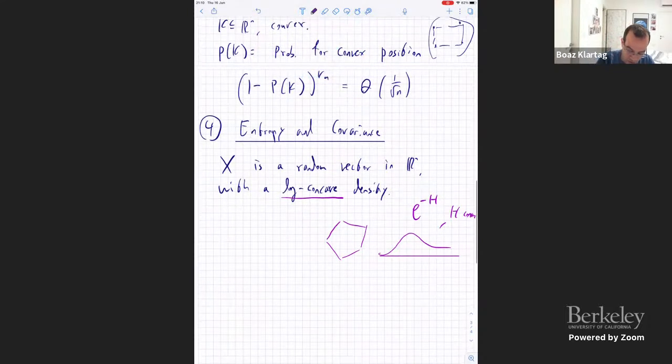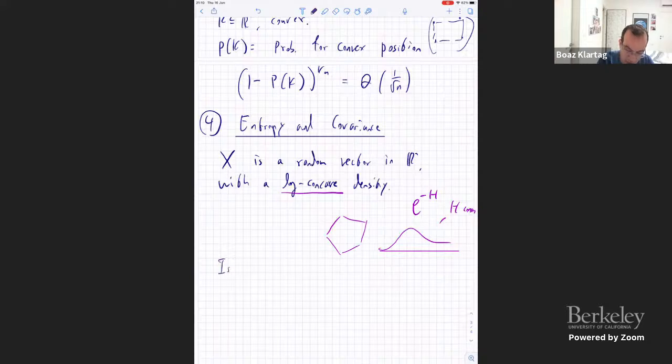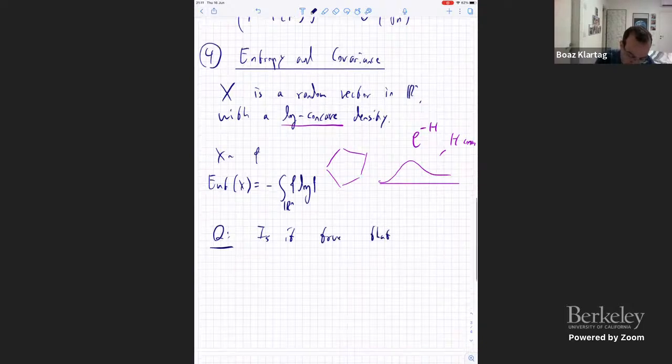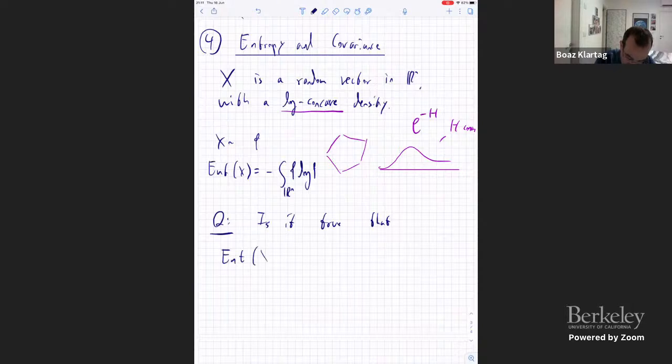And the question: do you know what the entropy of a random vector is? If X has density f, then the entropy is just the integral of, what Shannon, f log f on R^n. And the question is, is it true that for any log-concave X in R^n, you can determine its entropy with some small error by the covariance matrix? So is it true that the entropy of a vector is half of the log of the determinant of the covariance matrix of X plus a small error of order n?